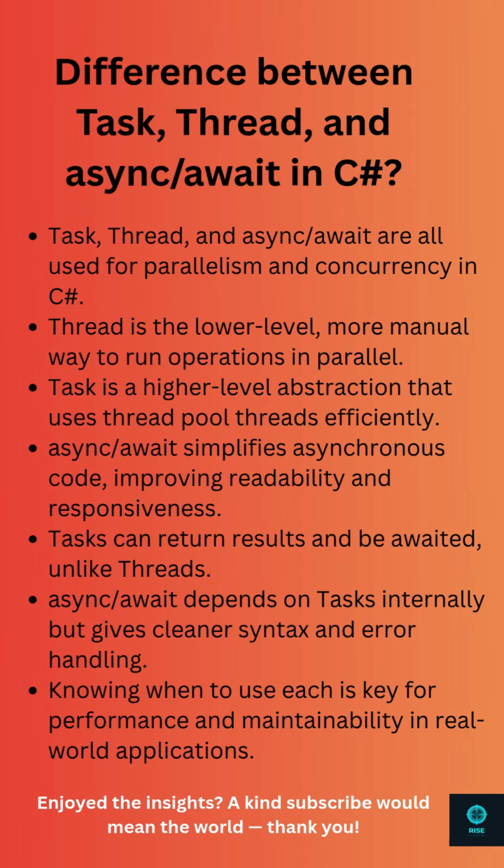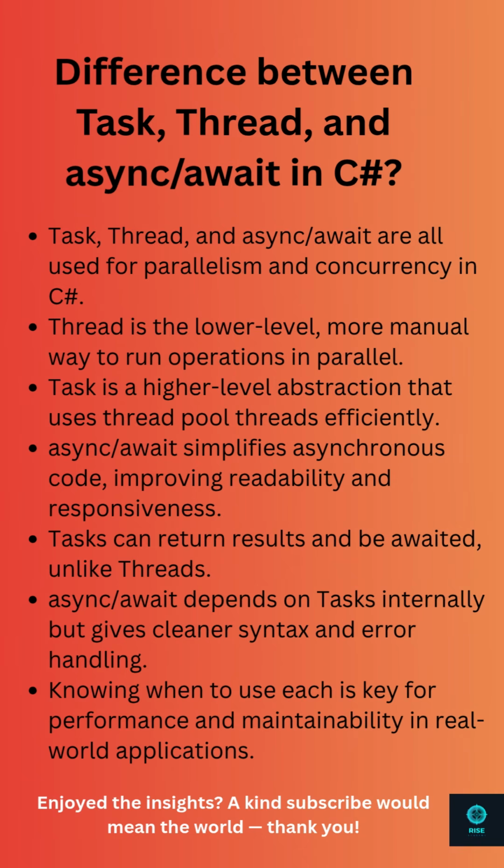Now, C# gives us a better abstraction with tasks. When I use a task, it's actually running in the background using something called the thread pool, which reuses threads. It's efficient. Tasks also make it easier to track completion and return values, which threads don't do easily. So, if I need to do some work in parallel and possibly wait for the result, I prefer using a task.